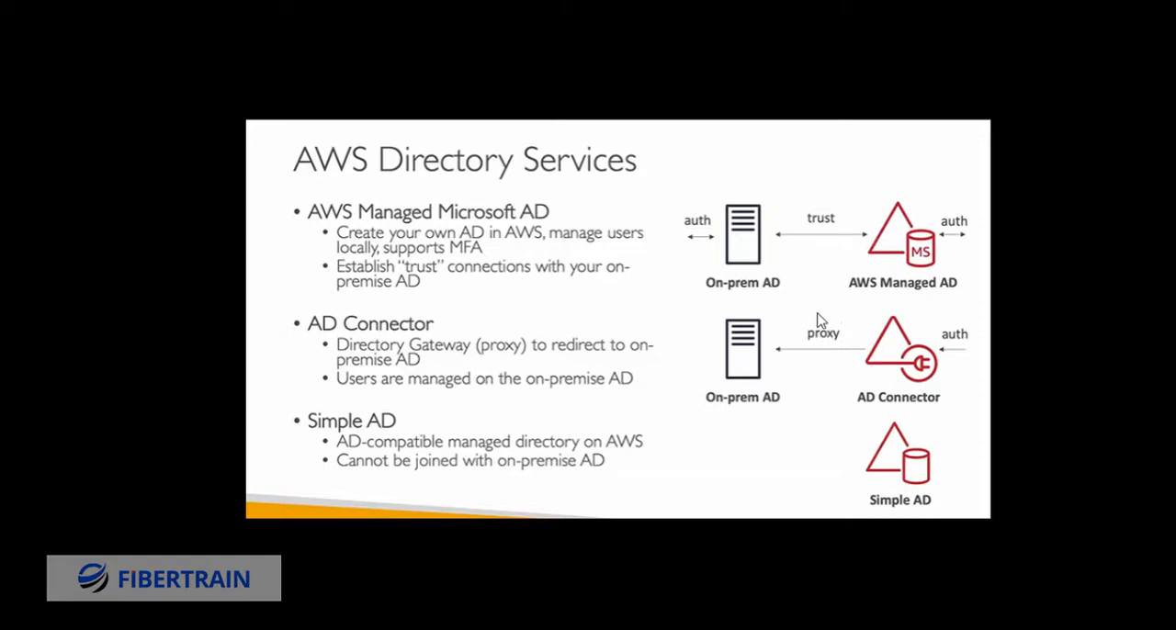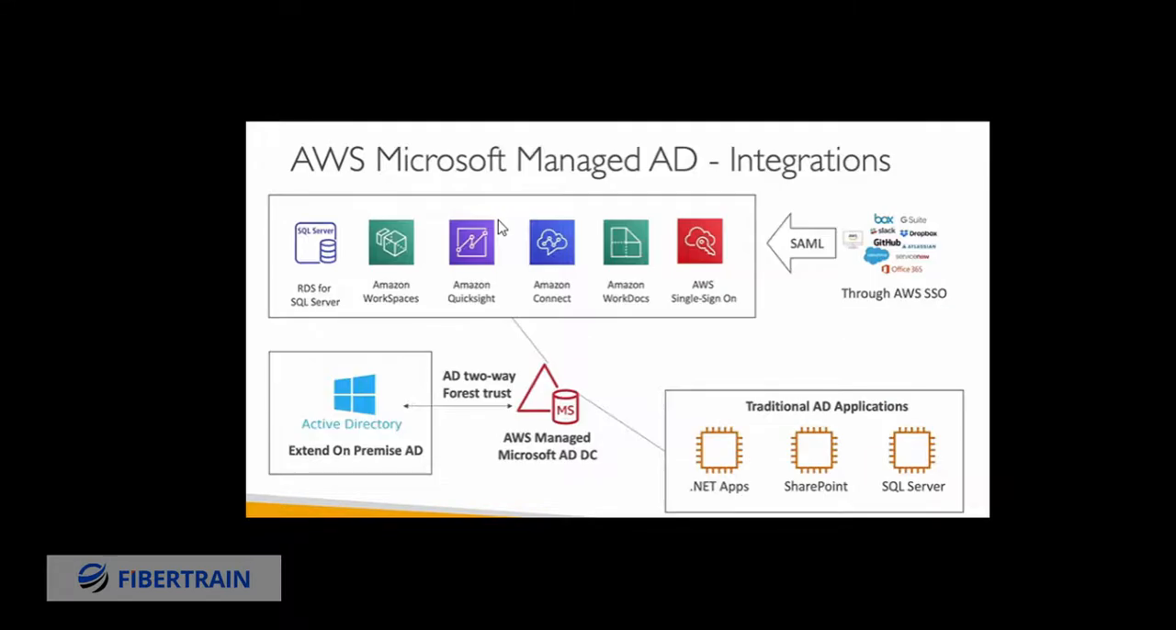So the three types of AWS Directory Service: there is AWS Managed AD, which can be integrated to on-premises and supports multi-factor authentication. There is AD Connector, which does not support multi-factor authentication, acts as a proxy and sends authentication requests to the on-premises AD. And then there is Simple AD. Now let's take a look at AWS Managed Microsoft AD.